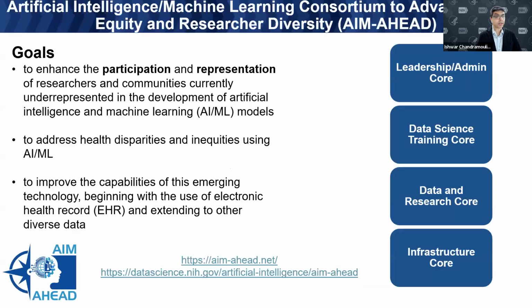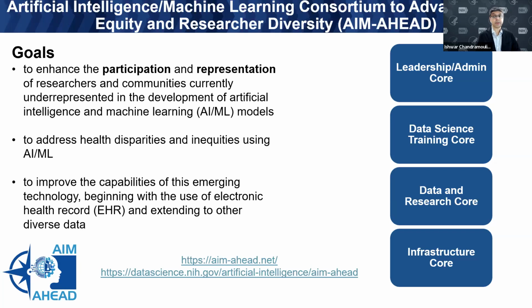The next slide talks about yet another flagship program that we launched last year, called the Artificial Intelligence and Machine Learning Consortium to Advance Health Equity and Research Diversity. As Martin mentioned, equity has become a really important issue. The goal of this program is to enhance the participation and representation of researchers and communities currently not adequately represented in developing AI and ML models, methods, and approaches. So that's the main focus of this.